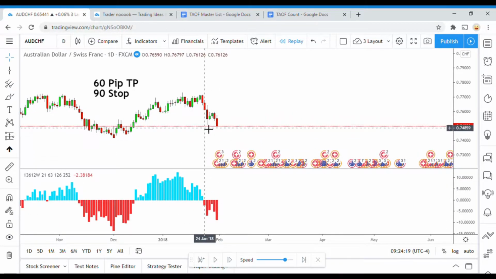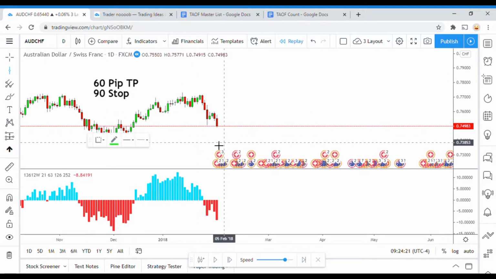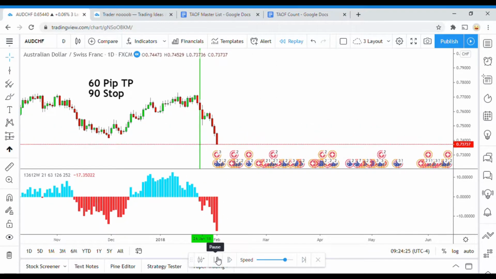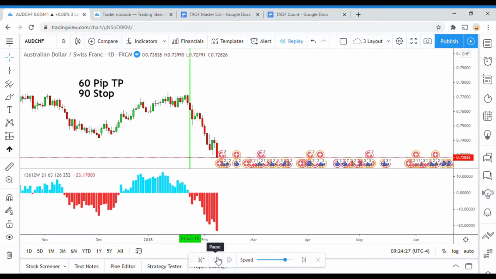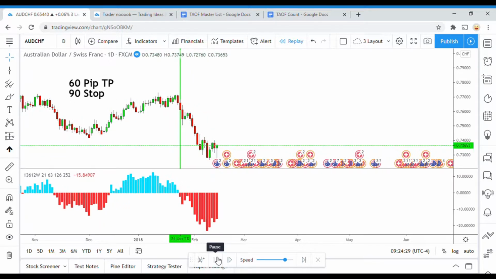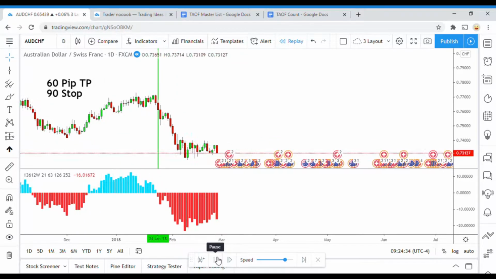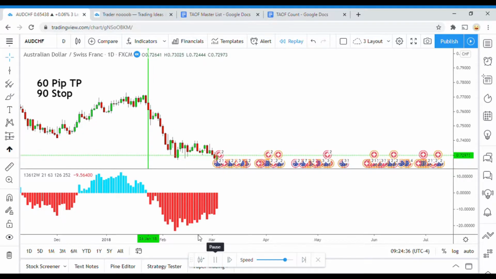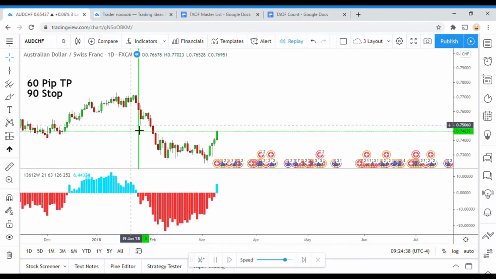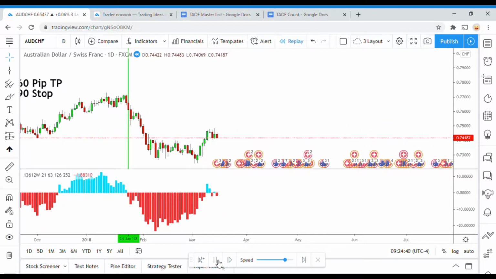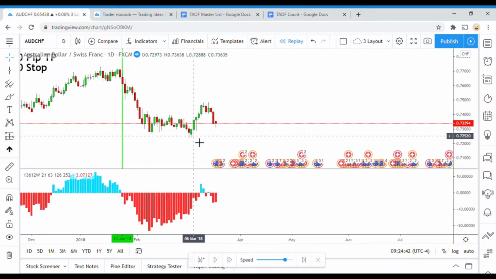Alright, there is the first signal. It is a short signal, and that definitely hit the take profit. So that would have been a profitable trade right there. Keep plugging along here. It seems to be doing rather well. Picked up that really strong downward movement.